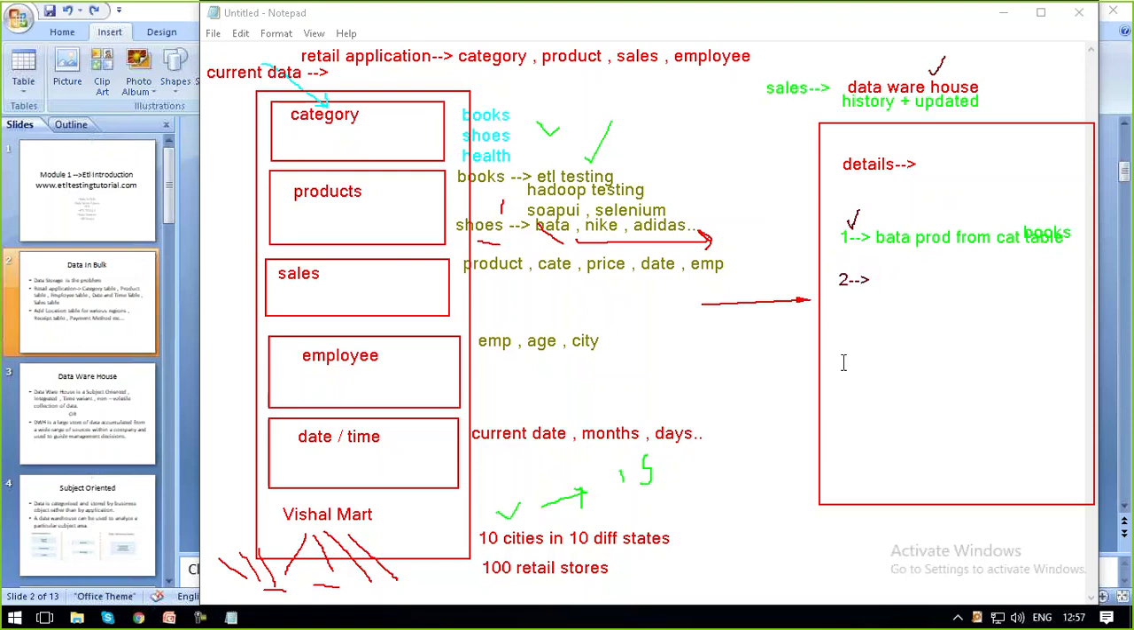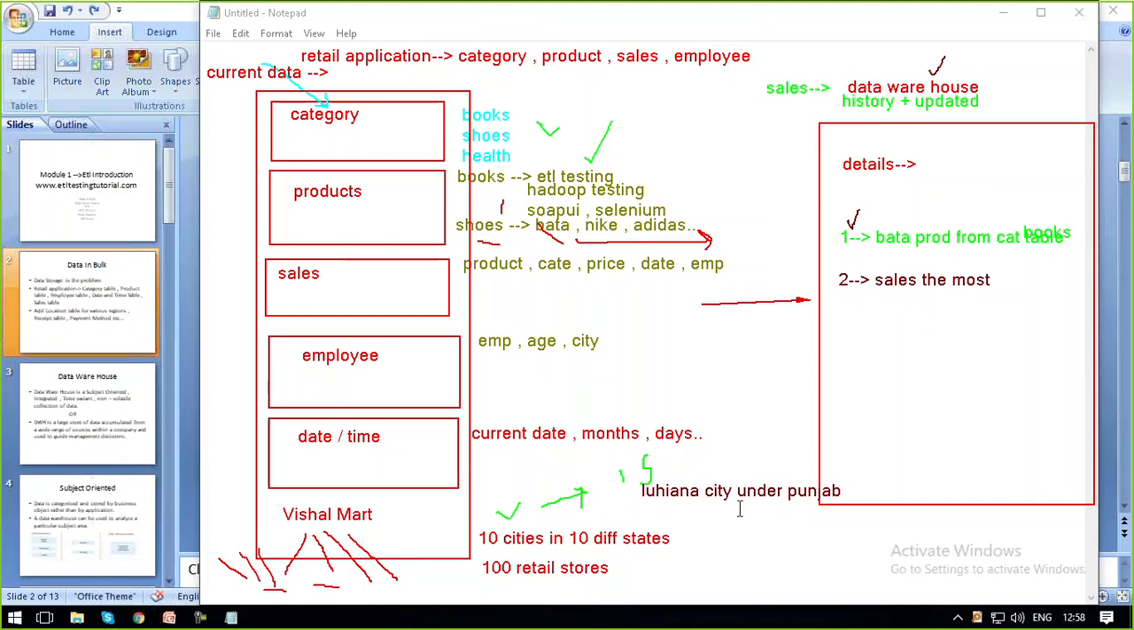The second way to look at the data warehouse is, let's say I want to know which product sells the most. I want to know the sales of Hadoop testing books, or the sales of Nike products. How can I do this? The sales of the Vishal Mart of one city, let me write here, Ludhiana city under Punjab state. Ludhiana is one of the cities in which Vishal Mart is present, and I want the details of this Vishal Mart from Ludhiana, which is under one state, Punjab.